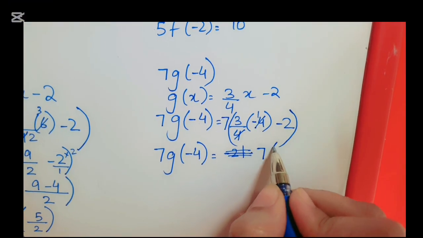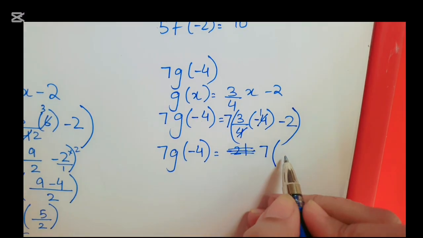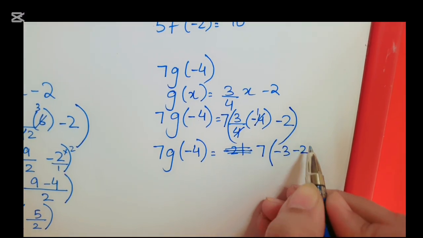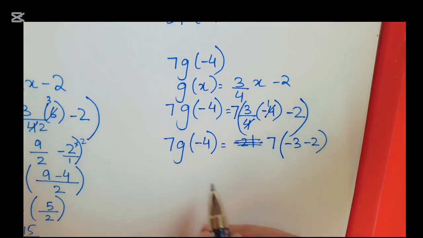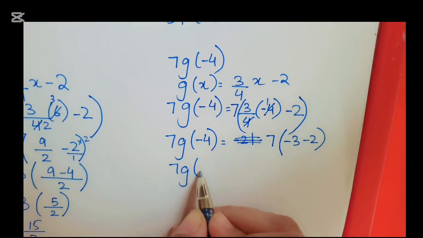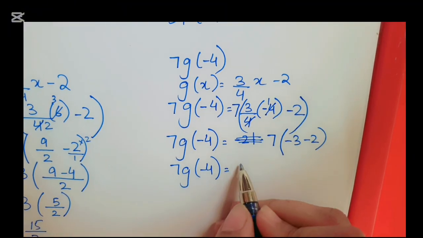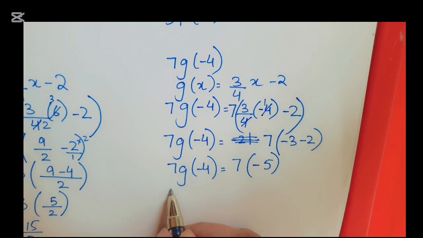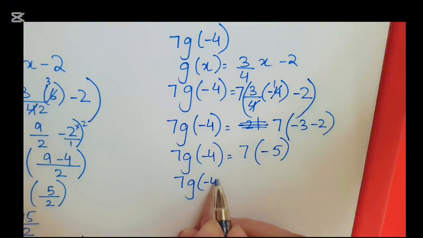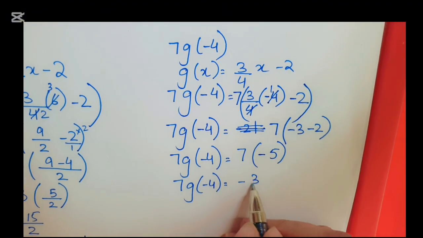7 is again left outside, so what is left over here? Minus 3 and minus 2. It's more easy. Minus 1 times 3 is minus 3 and minus 2. So 7g minus 4 is equal to 7 times minus 3 and minus 2, which would be minus 5. 7g minus 4 is equal to minus 35.